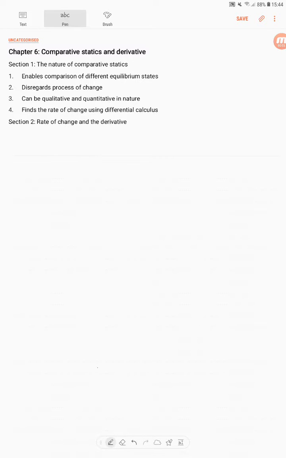In this video, we will start with chapter 6, which is on comparative statics and the concept of the derivative. Section 1 explains to us the nature of comparative statics and why it's important for economists. First, it enables a comparison between different equilibrium states. However, it disregards the process of change from moving from one equilibrium to another equilibrium. Comparative statics can be both qualitative or quantitative in nature, and we compare the two different equilibrium states by finding the rate of change using differential calculus.